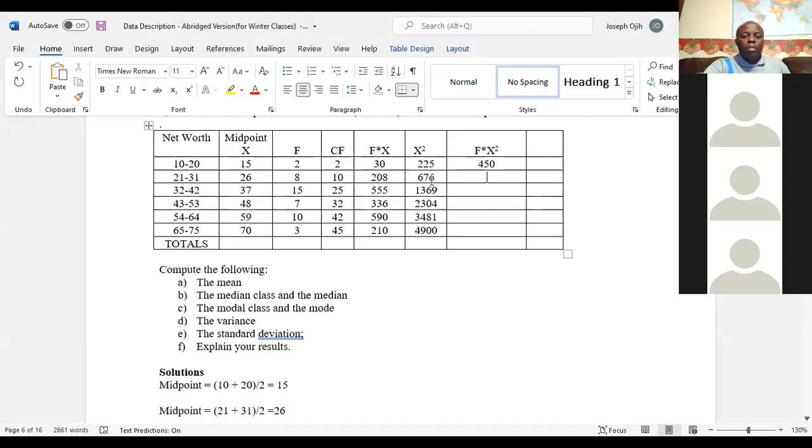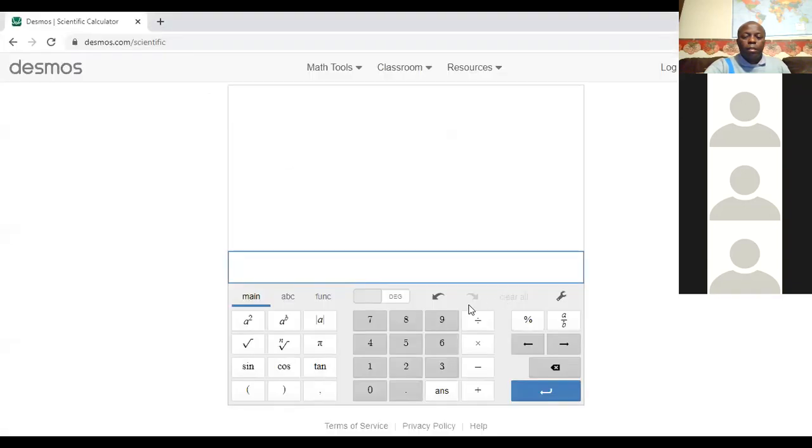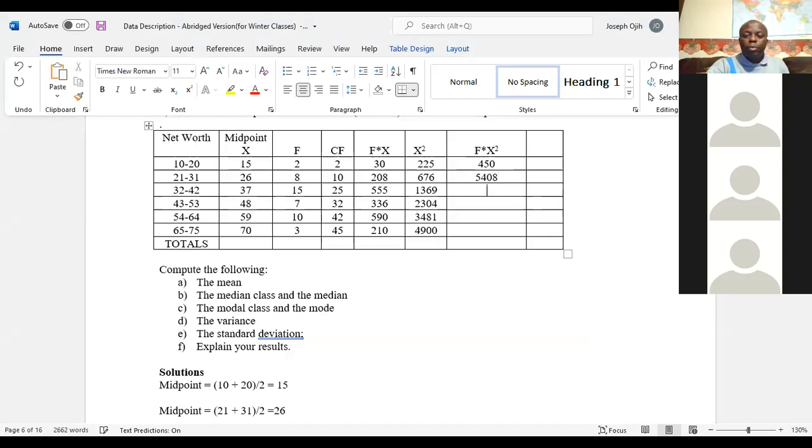Following, the second one will become 8 times 676. So we have 8 times 676, 5408. So we got 5408. So following the same approach, we get the rest of them as 2535, okay, we got 161 to 8.